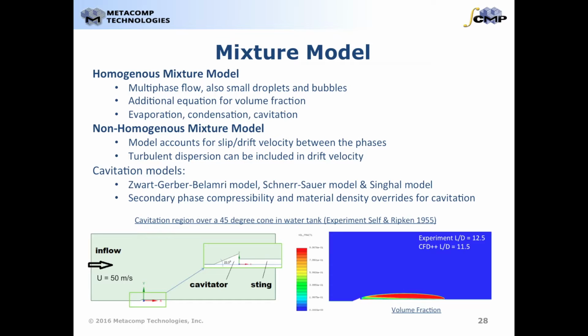CFD++ includes 3 Rayleigh-Plesset type cavitation models. Secondary phase compressibility and material density overrides can be modeled with cavitation. This example shows the cavitation region over a 45-degree cone in a water tank. The volume fraction shows the extent of the cavitation region. The cavitation length L/D is compared to experiment, 12.5 from experiment and 11.5 from CFD++.